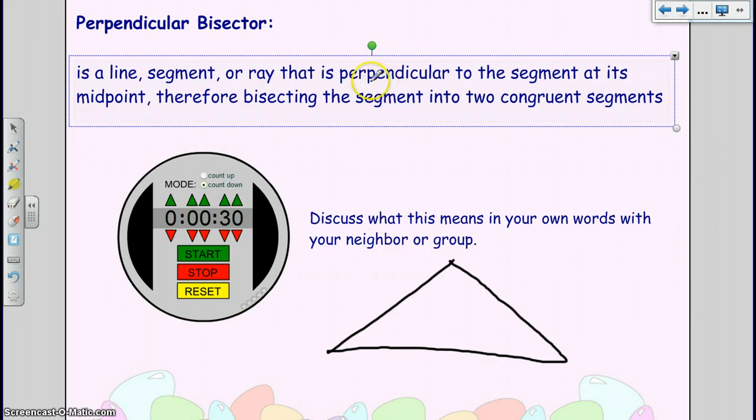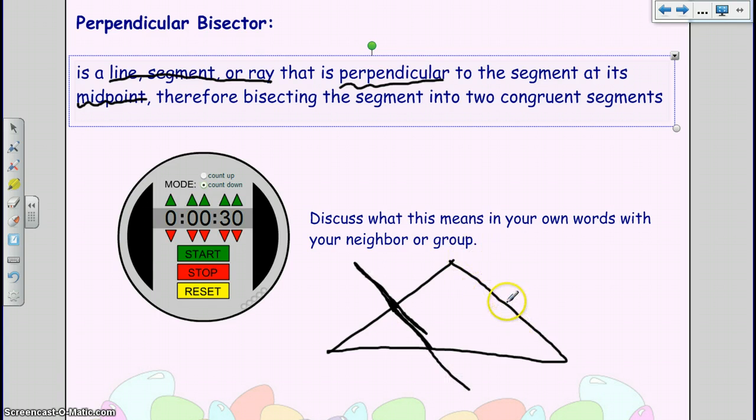you have to know what the word perpendicular means, you have to know what the line, segment, or ray is, and you have to know what a midpoint is. So what I do is I go to this side, I find the midpoint, and I know I'm going to have a line that is perpendicular to this side of the triangle. So it looks like that. Perpendicular.